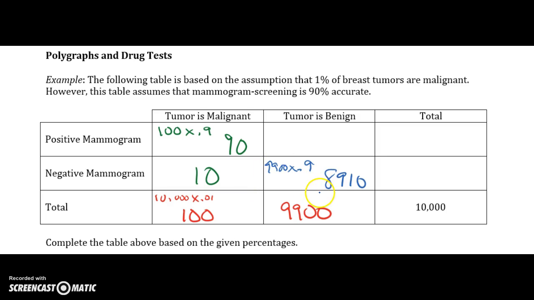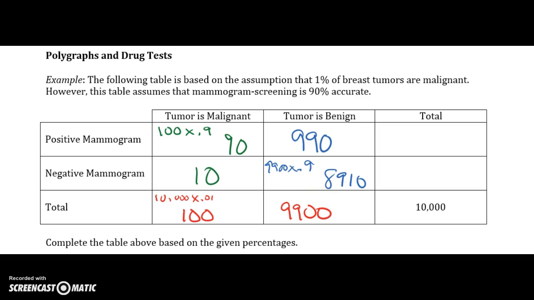Now, as we have been doing, if we know that 8,910 will be benign and negative, and we had a total of 9,900 that were benign, we can subtract to figure out how many will come up positive. So we end up getting a solution here of 990. And again, that's found by taking 9,900 and subtracting off 8,910.